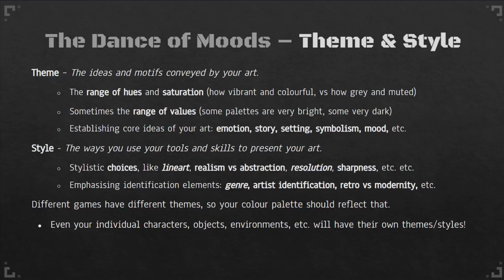You might also consider theme and style. This is kind of the story that you were talking about. So there are two things, right? There are themes, which are the ideas and motifs conveyed by your art. There are all the hues and the saturations that you might pick, the range of values that you might use, and even the more abstract elements, like the emotion, the story, the setting, the symbolism, the mood that you want to convey with your art. And that is often conveyed through the color, but it's also conveyed through maybe even style.